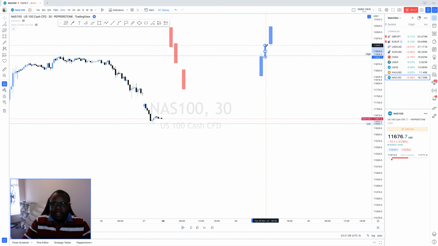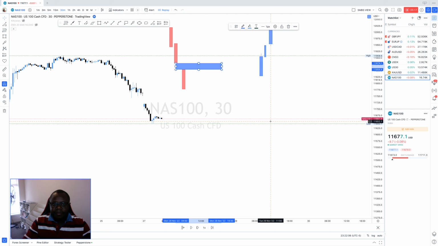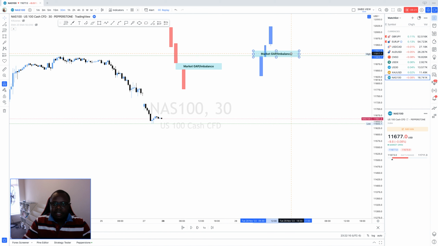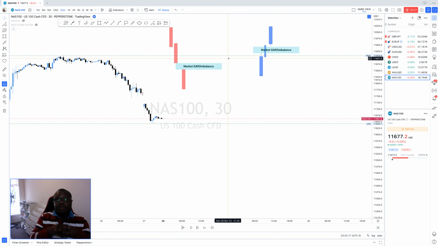So any particular point of time that you have a space in between these two candles, or in between the wicks, this is what I always refer to as a market imbalance. Anytime we have those gaps, it means that at that particular point of time, there's a specific pressure that is affecting the market.